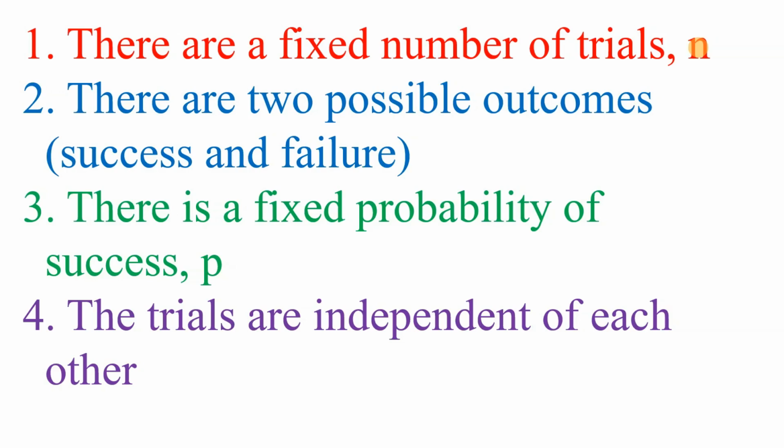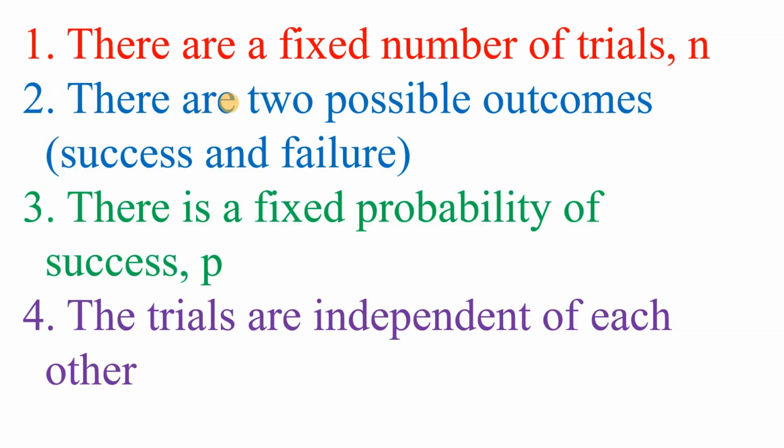Binomial distribution is a really useful way to find probabilities for certain events. So you can use binomial distribution for a scenario if it follows four criteria, okay? Firstly, there are a fixed number of trials, which we call n. We'll talk about this more in a moment.